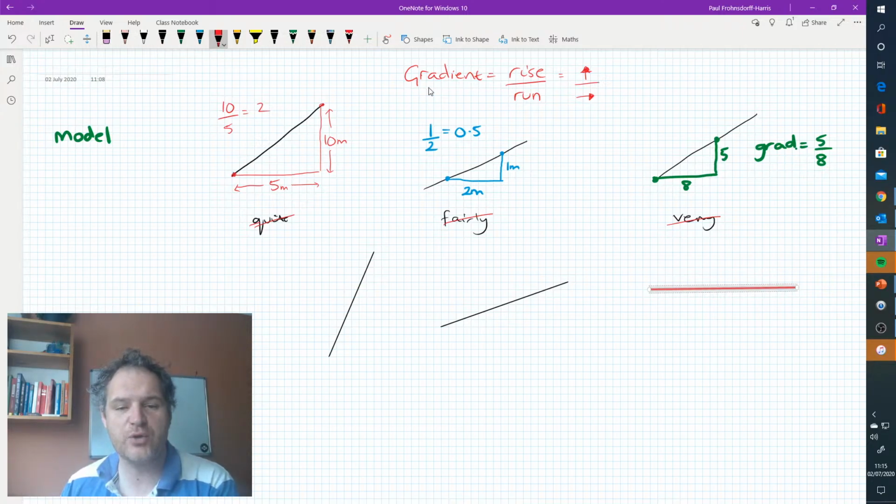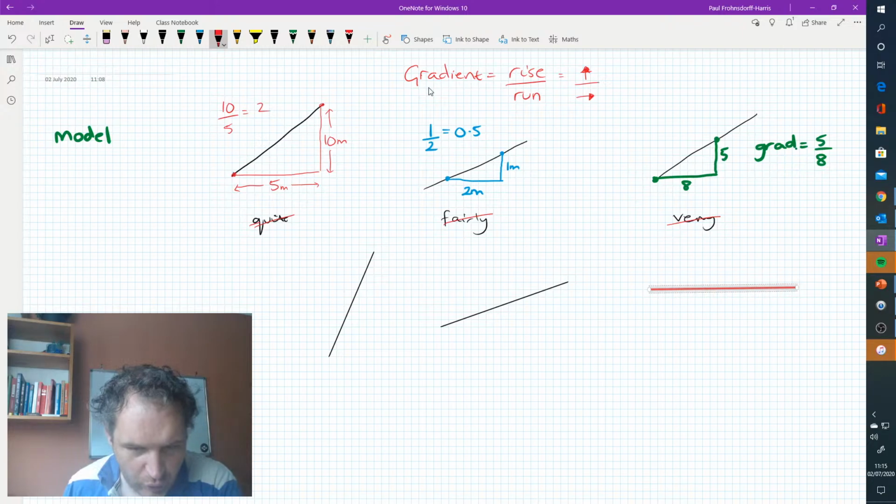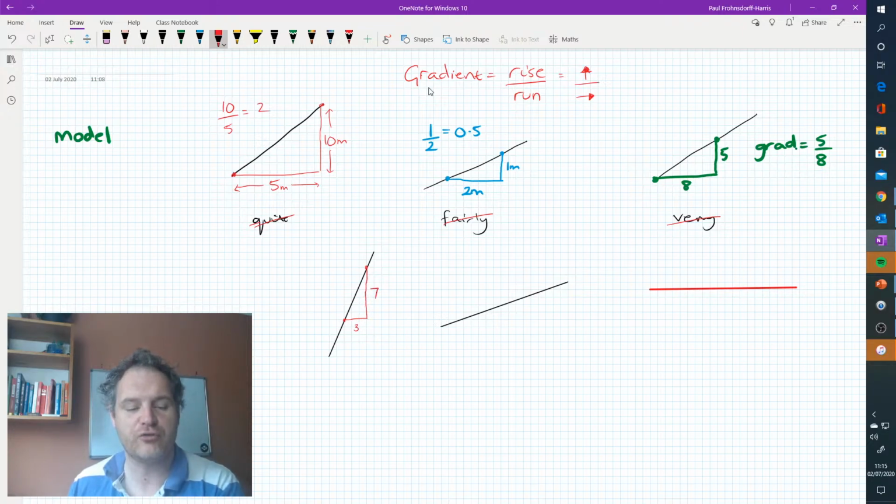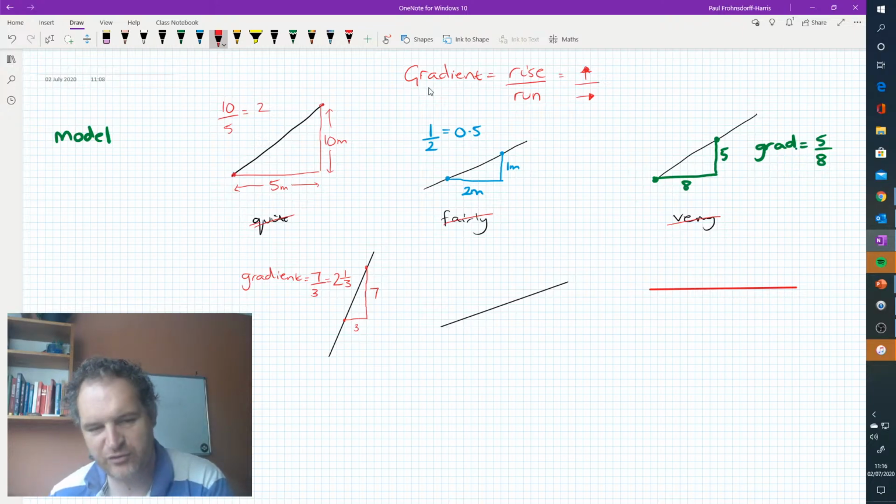So let's go through again. We need to find corners. So here's a corner, and here's a corner. So it goes 1, 2, 3, and then 1, 2, 3, 4, 5, 6, 7. So the gradient is going to be the rise divided by the run. And you might notice that that's 2 1/3. We're all secondary pupils. We should be able to turn top-heavy fractions into mixed fractions. If you can't, I have videos on it. Go away and practice it.